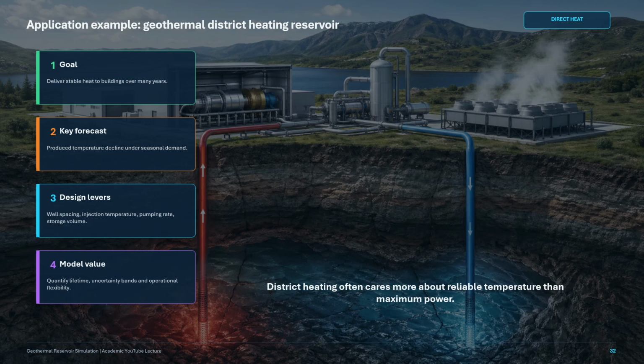The simulator must predict whether the reservoir can maintain supply temperature, how much reinjection cooling affects future production, and whether additional wells are needed. For district heating, economics may depend on reliability more than maximum power. Therefore, a conservative reservoir management strategy is often valuable. Simulation helps design a heat system that is not only technically possible, but dependable for communities.